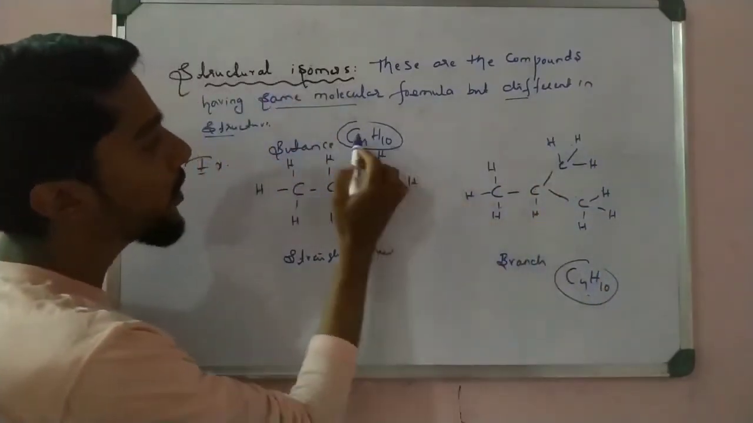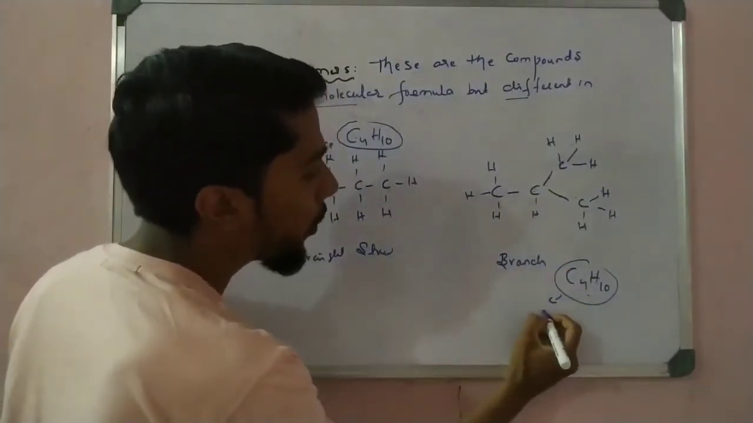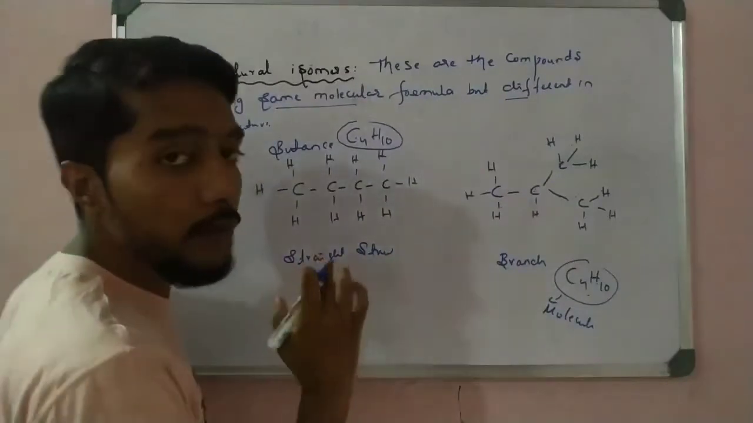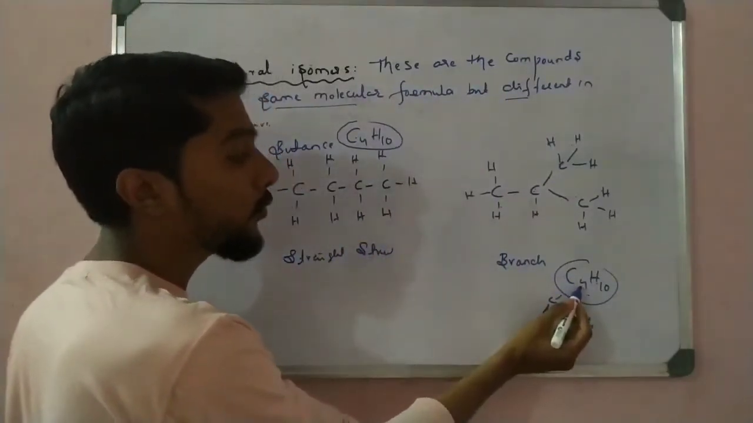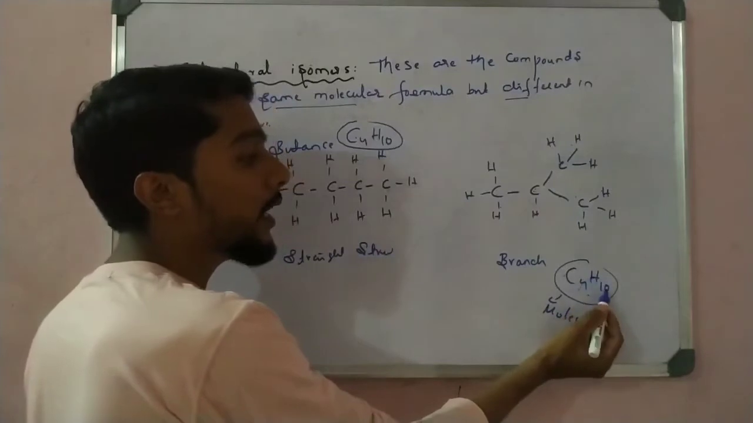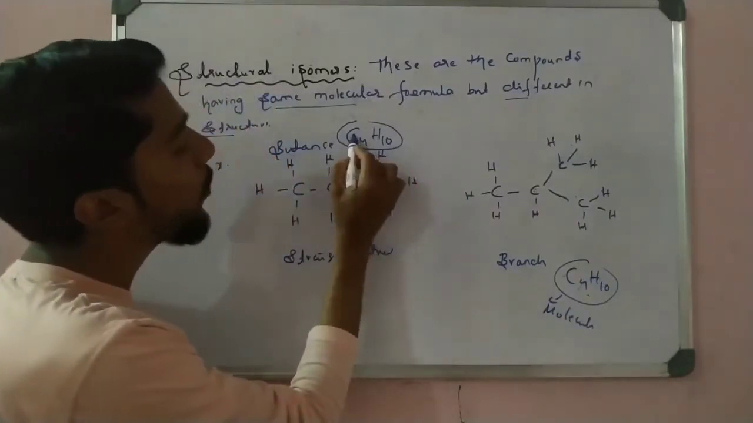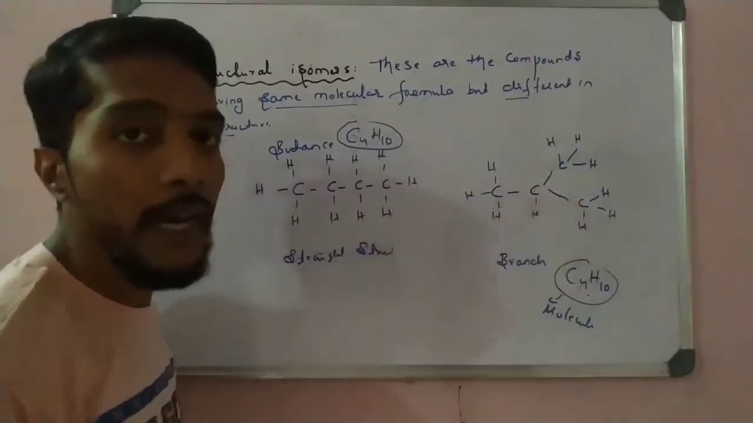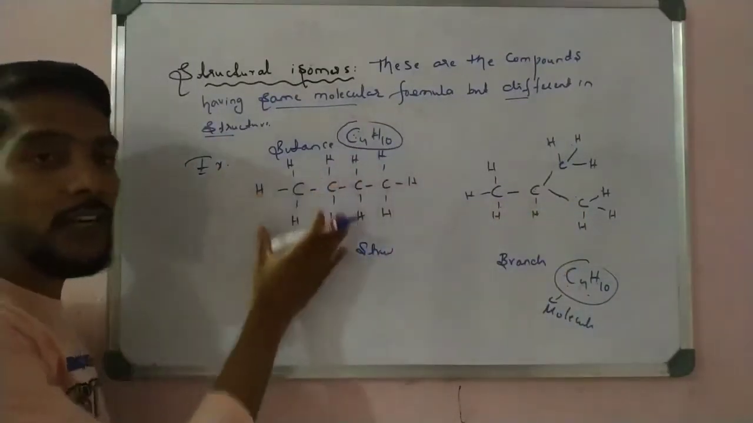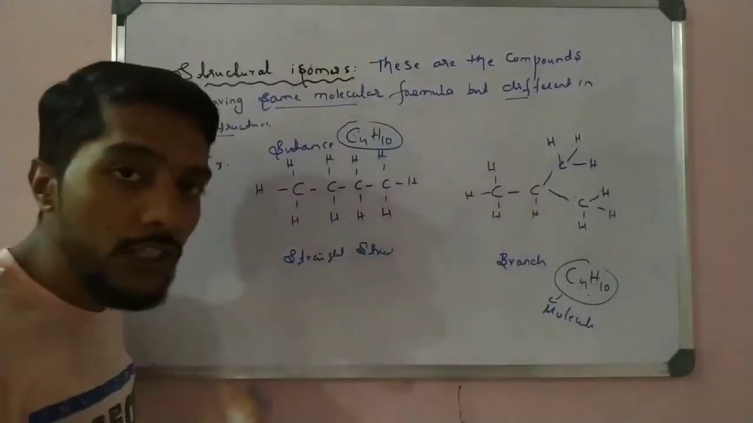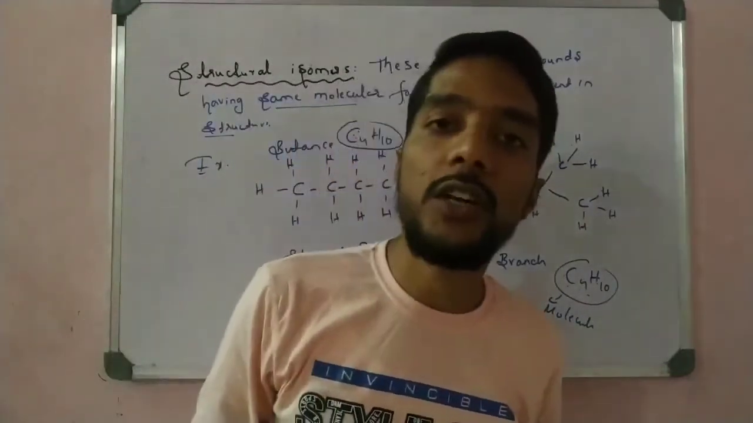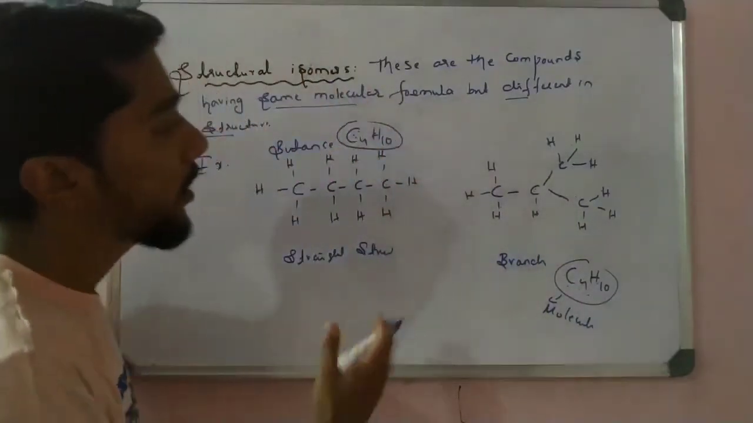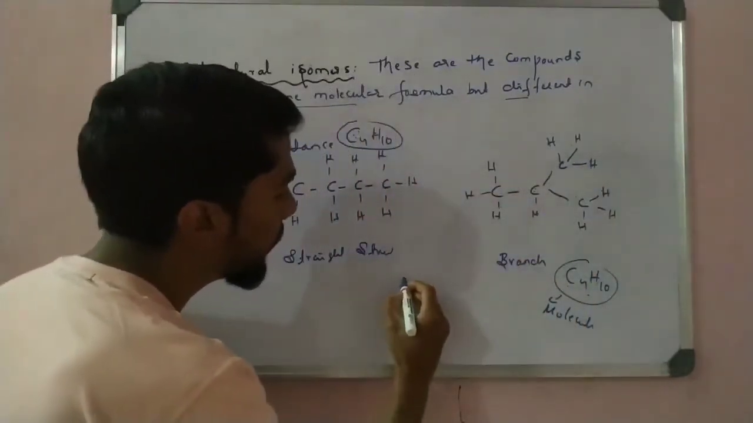Also, if I arrange it like this, the molecular formula is the same: 4 carbon atoms and 10 hydrogen atoms. So the molecular formula is the same, but the structure is different. It is a straight line structure, and it is a branch structure. Such compounds are called structural isomers. I hope you understand this definition and example. We can also arrange it like this.